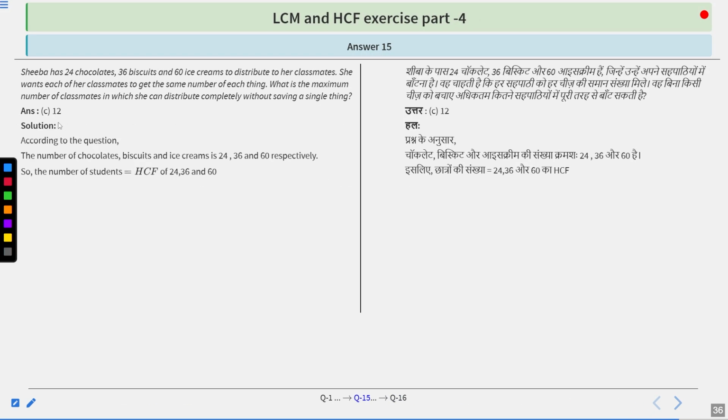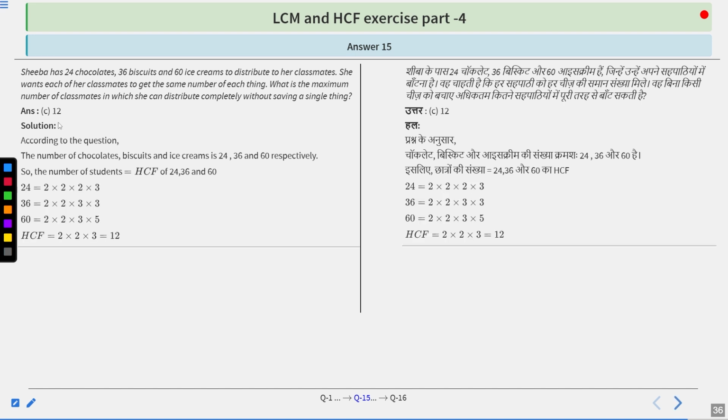Now, according to the question, the number of chocolates, biscuits, and ice creams were 24, 36, and 60 respectively. So the number of students can be the HCF of 24, 36, and 60, because she wants the maximum number of classmates to whom she can distribute completely without saving a single thing. So the number should be the HCF of 24, 36, and 60.